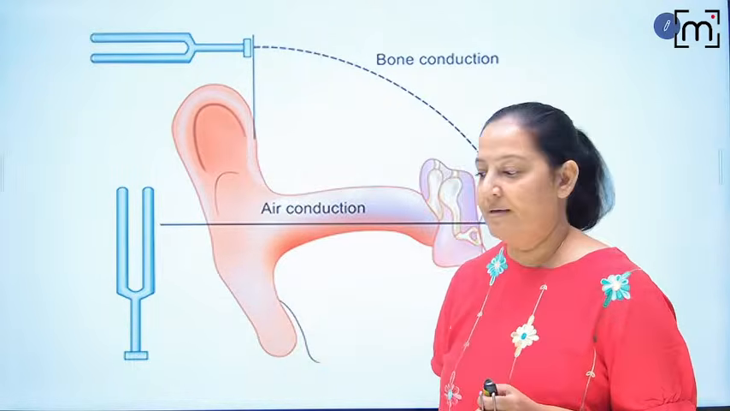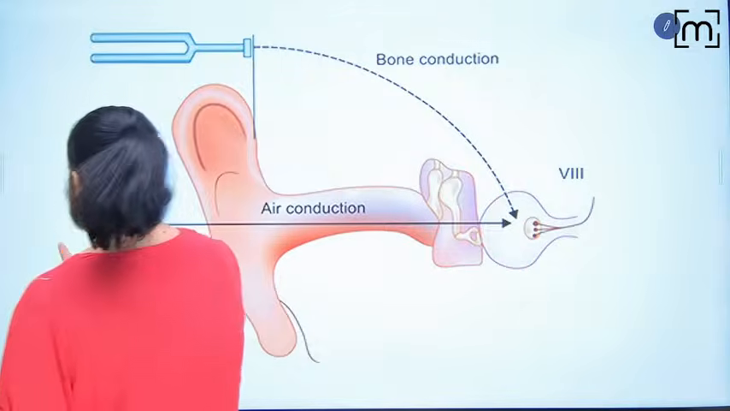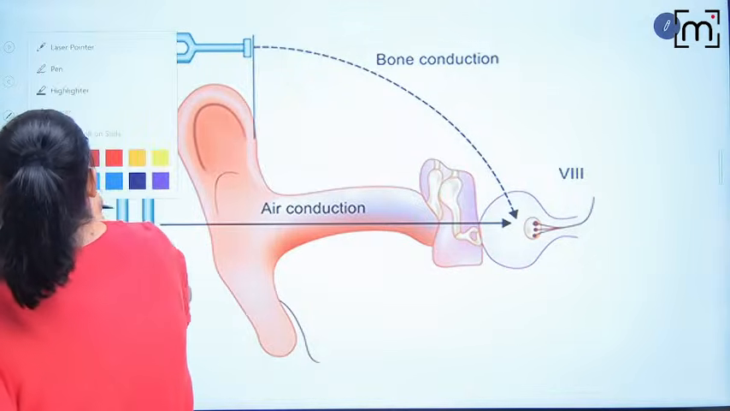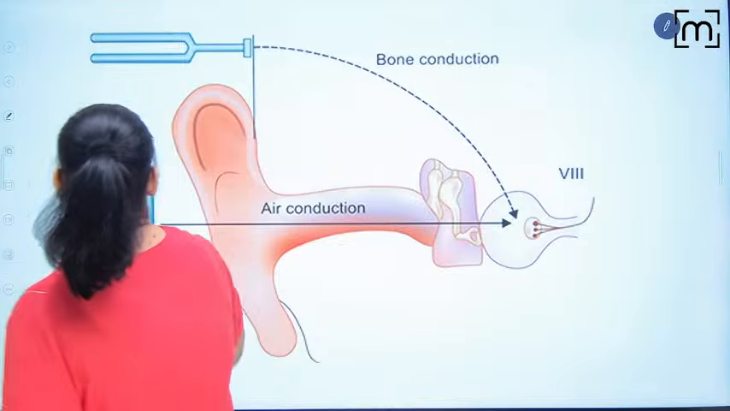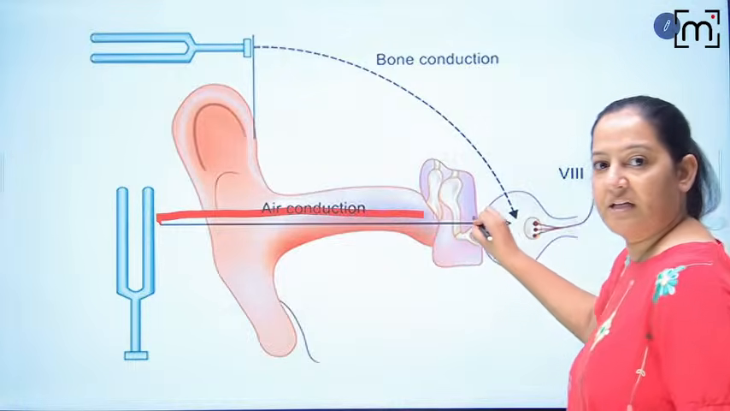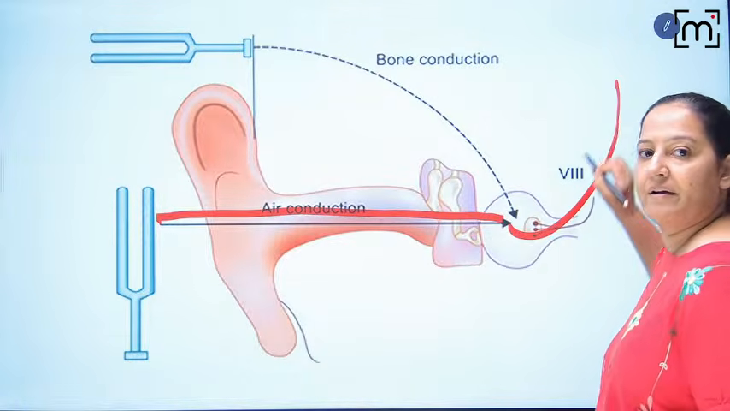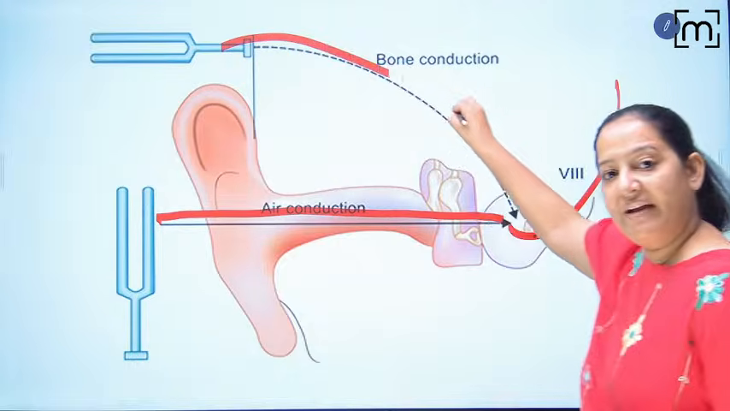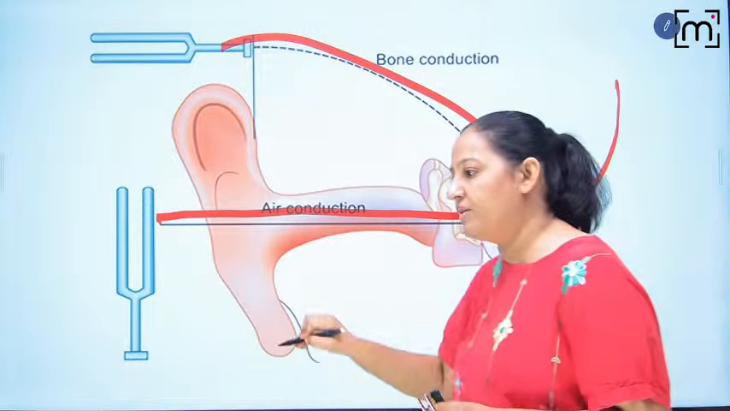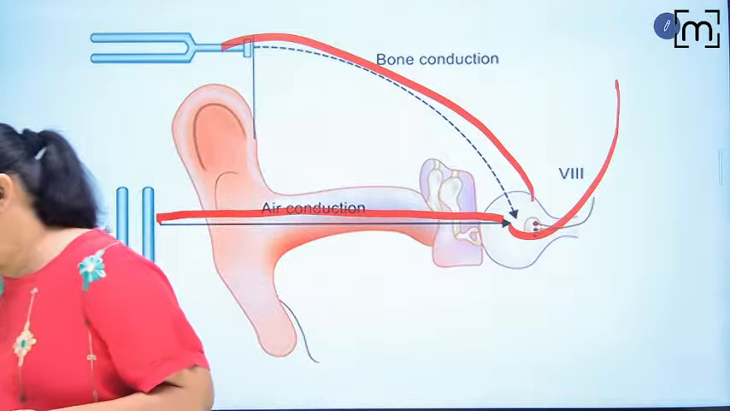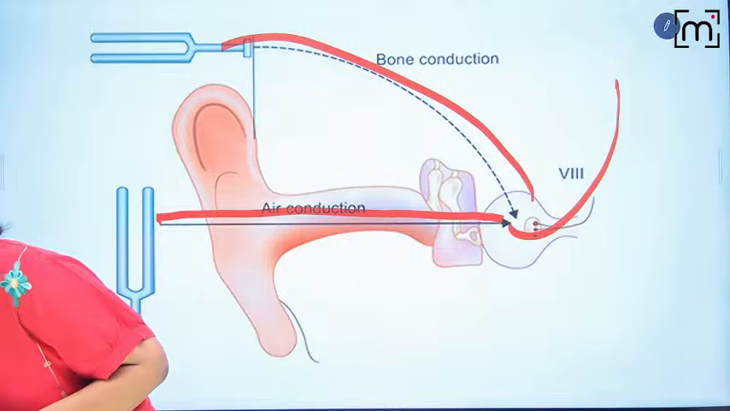You got the reason? Yes or no? In AC, we test conductive and cochlear. But in BC, we directly test cochlear without testing conductive. Everyone say yes. Got it? Say yes, say no, but say something.